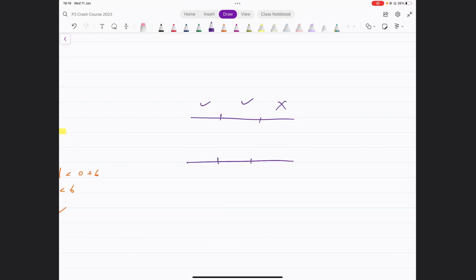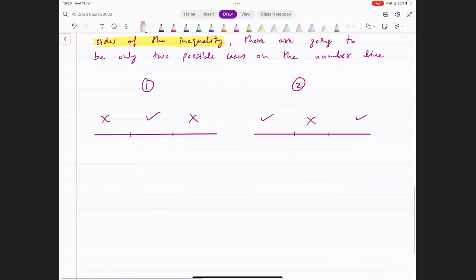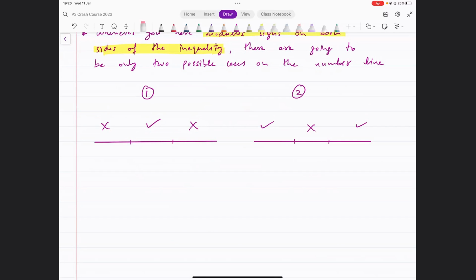You could have two incorrect like this and only one correct. You could have any combination, basically. Any combination when you have modulus on only one side. But when you have modulus on two sides, there are only two possibilities. It's either this case, the first one, or this case. These are the only two possibilities.